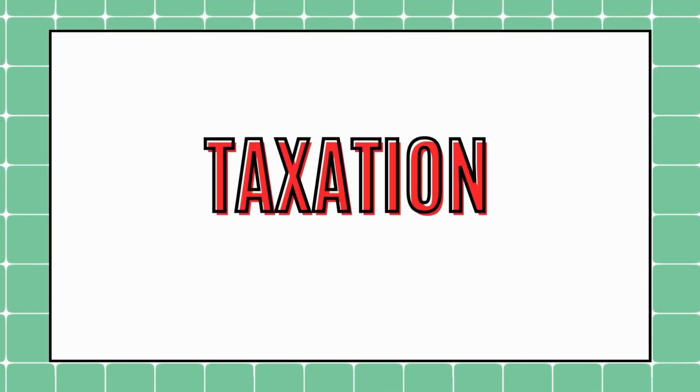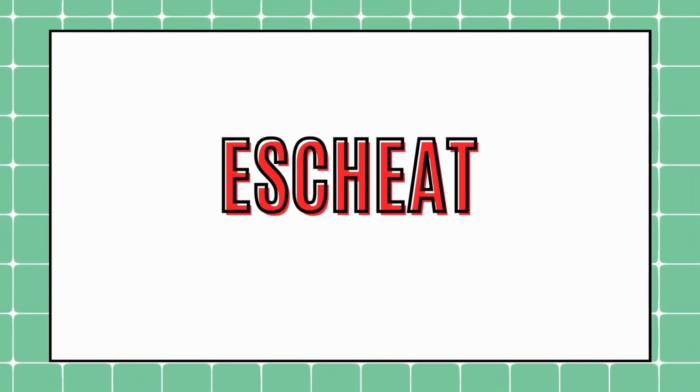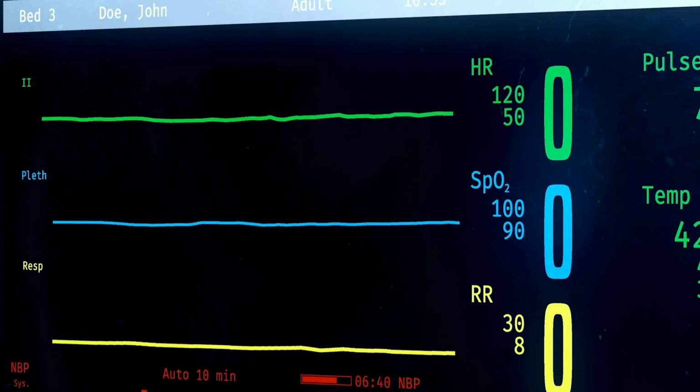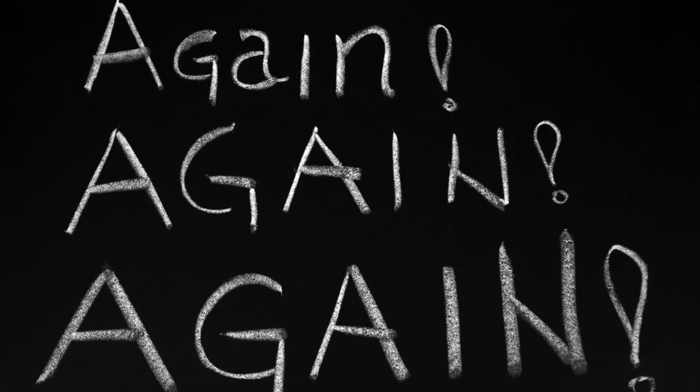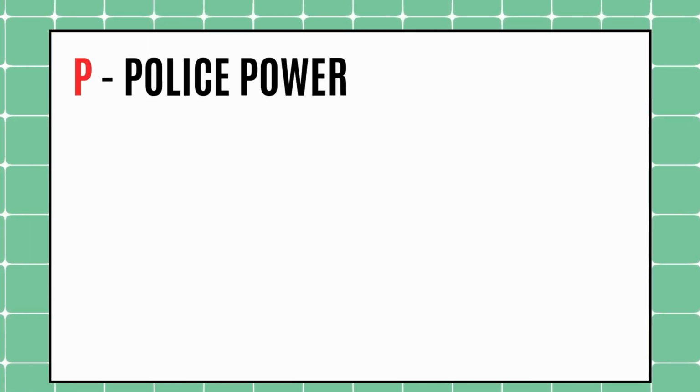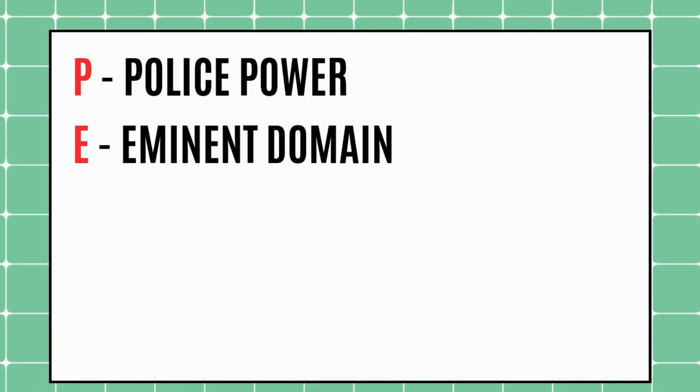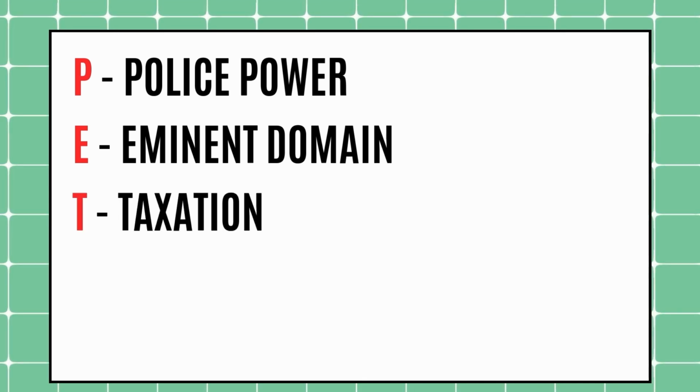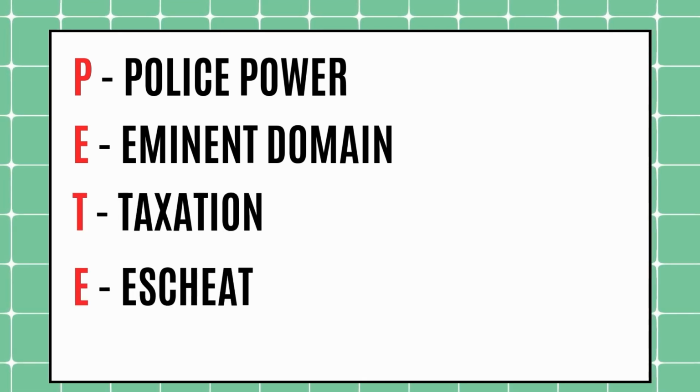Taxation is the power to charge or levy property for government services. Escheat is the government's right to own property if the owner dies without a will or descendants. So, just to repeat, P stands for police power, E, eminent domain, T, taxation, E, escheat.